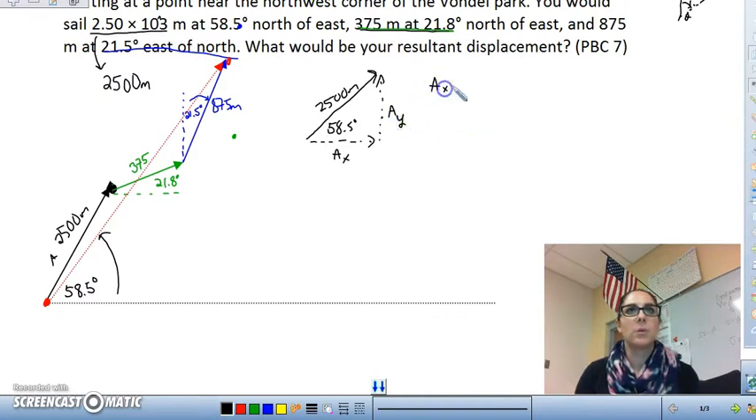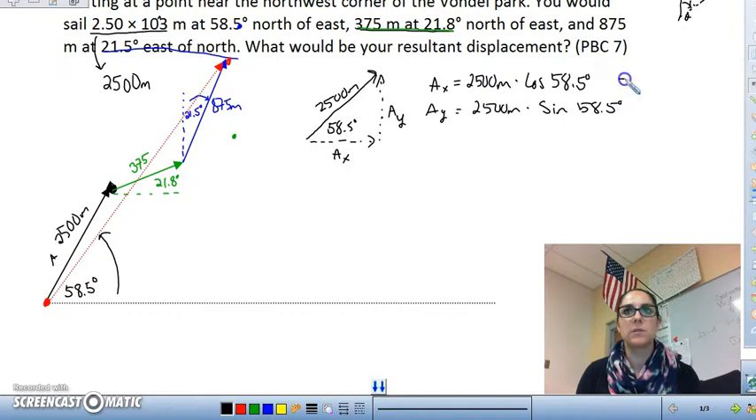So AX, I'm going to do my math really quick. This is the adjacent. That makes it a cosine. So 2,500 times cosine of 58.5 degrees. AY is going to be 2,500 meters times sine 58.5 degrees. Okay. Now they're both positive because they're going to the right and up. And make sure your calculator is in degree mode. Mine's in radian. So if you have a calculator like this, you go into the mode and make sure it's in degree, not in radian.